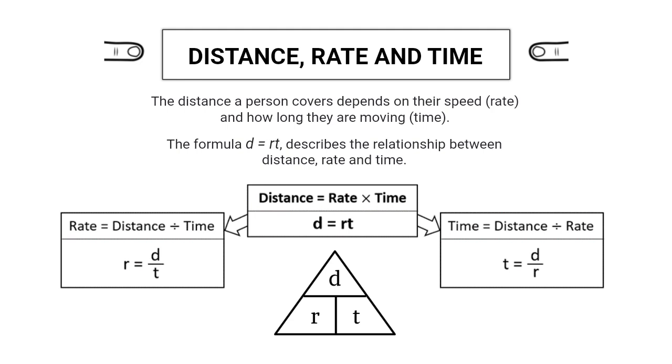So let's say I wanted to find distance. All I'm going to do is put my finger over distance, and what's left over is rate times time. If I want to find the rate, I just put my finger over the rate, and it tells me that rate is equal to distance over time. Now, if I want to find the time, I just put my finger over the time, and it tells me that the formula is distance over rate. And so the distance, rate, time pyramid makes it easier to know the three relationships relating the three variables.